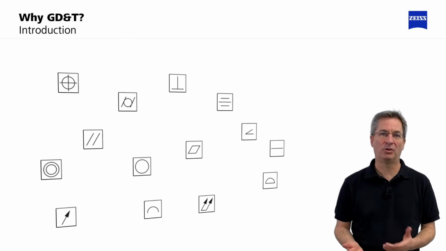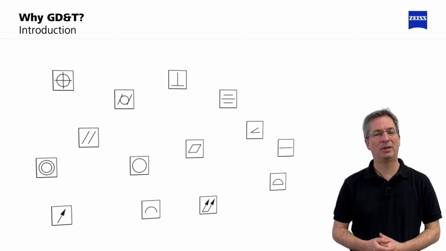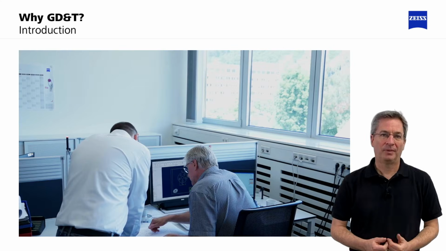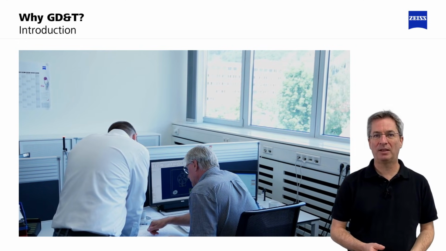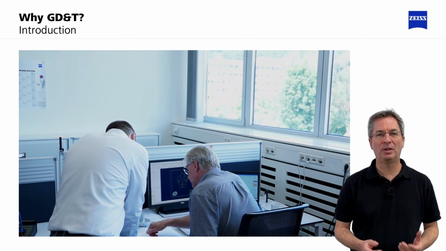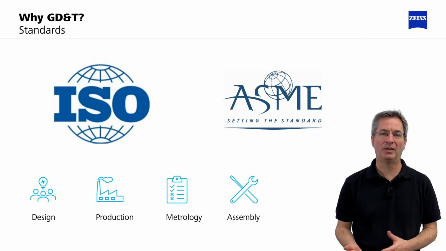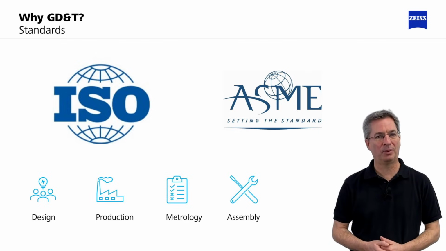GD&T is a language that uses a set of symbols to clearly describe a component in technical drawings and on 3D models, such as the form of a shaft, the size of a borehole, or the exact position where the described elements should be. Well, this system is not just a strange tool used by engineers. No, it is literally the most important communication tool for everyone involved, because dimensions only do not fully describe components. Only GD&T, according to ISO GPS or ASME, ensures that we are talking about the same component.